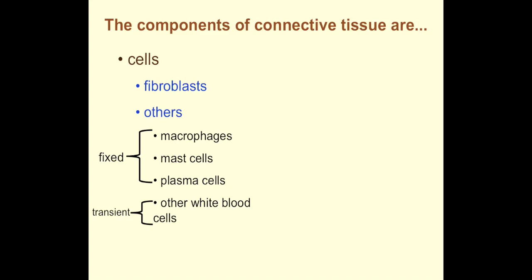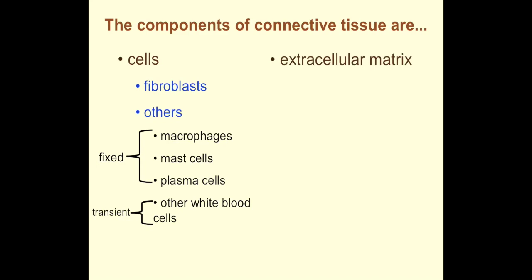So if there's been a bacteria come in, then we can get infiltration by these white blood cells. We can get neutrophils coming to phagocytose stuff. We can get lymphocytes coming to get the antigen and take it to a lymph node to initiate an immune response and so on. So we have fixed cells and transient cells.